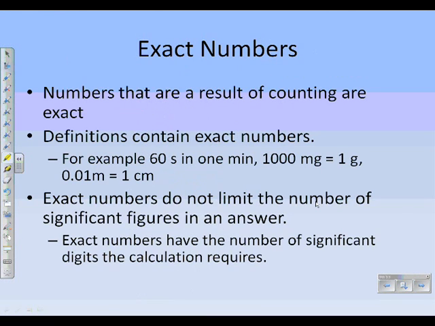Next, exact numbers. When we are doing conversions, converting minutes to hours, days to seconds, whatever it is, those numbers that we use for the conversions are exact numbers. There are exactly 60 seconds in exactly 1 minute. There is exactly 1,000 milligrams in exactly 1 gram.